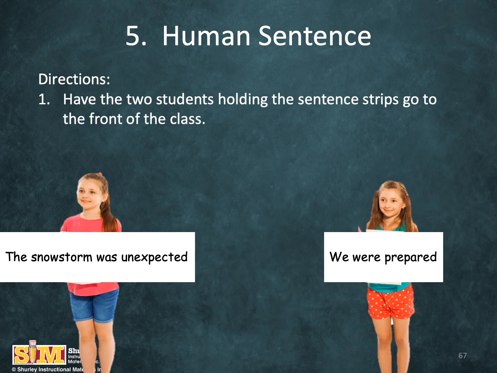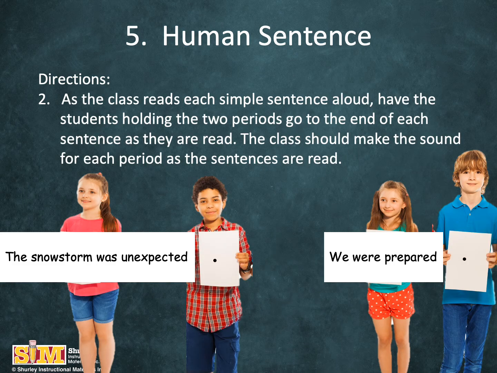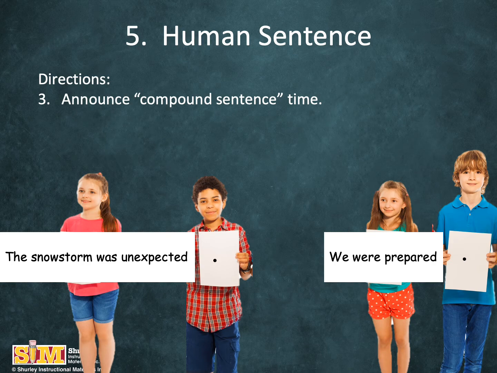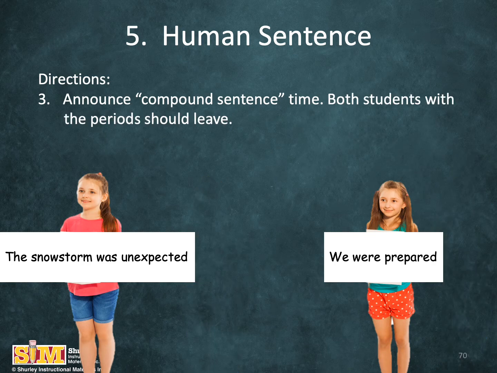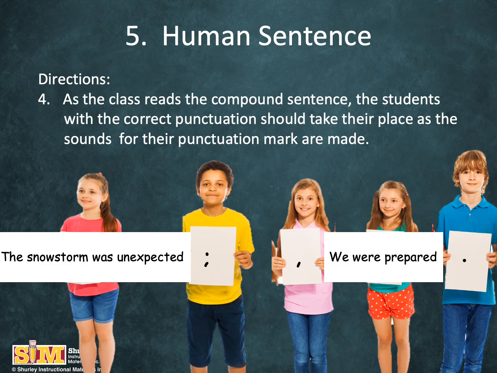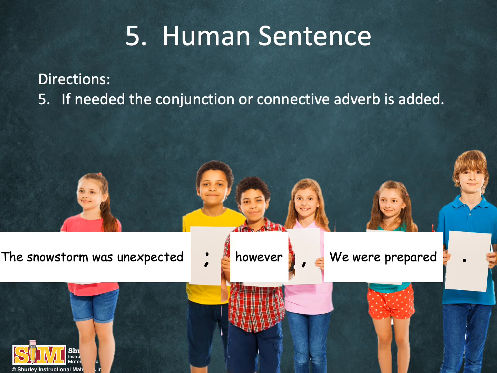Have the two students holding the sentence strips go to the front of the class. As the class reads each simple sentence aloud, have the students holding the two periods go to the end of each sentence as they are read. The class should make the sound for each period. Announce compound sentence time. Both students with the periods should leave. As the class reads the compound sentence, the students with the correct punctuation should take their place as the sounds are made. If needed, the conjunction or connective adverb is added.